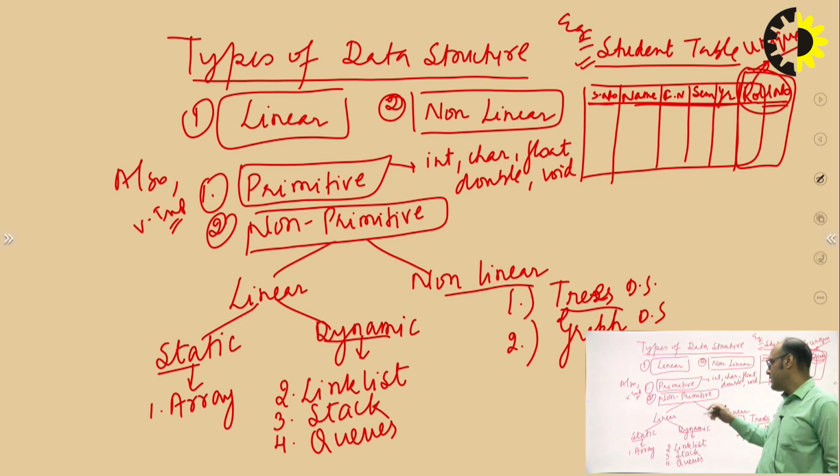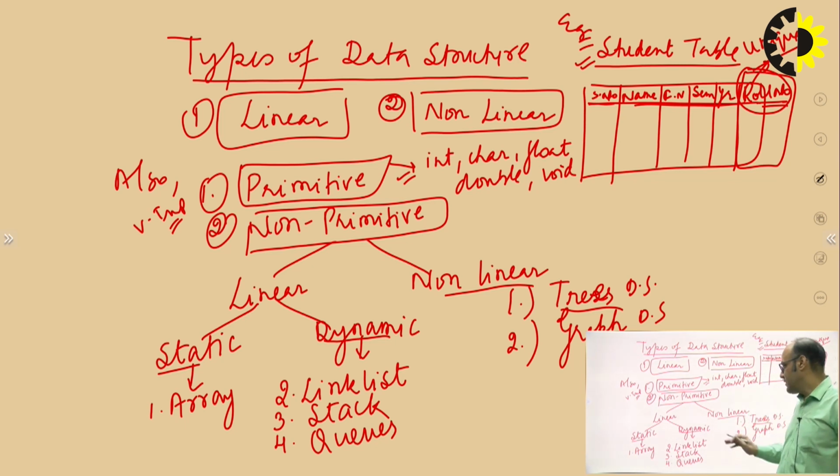Primitive data types, data structures, you have already studied. Non-primitive is further classified into linear and non-linear. Linear has 4 types of data structures: array, linked list, stack, queue. Non-linear: tree data structure and graph data structure. If you want, this can be further classified as linear, static, and dynamic, depending on the memory allocation.